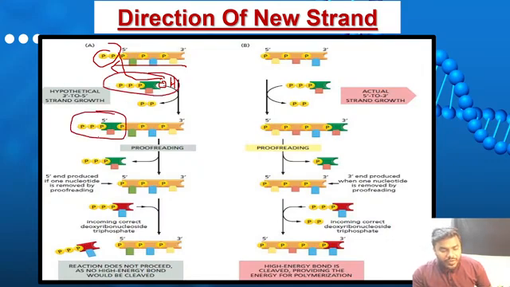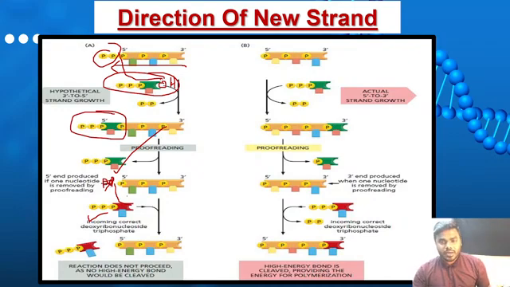During the proofreading, we understand that this nucleotide is a wrong nucleotide. We remove it immediately. But now we are going to add the new nucleotide. But is that possible? Can we add the new nucleotide? Never ever. Because here there are no three phosphates.